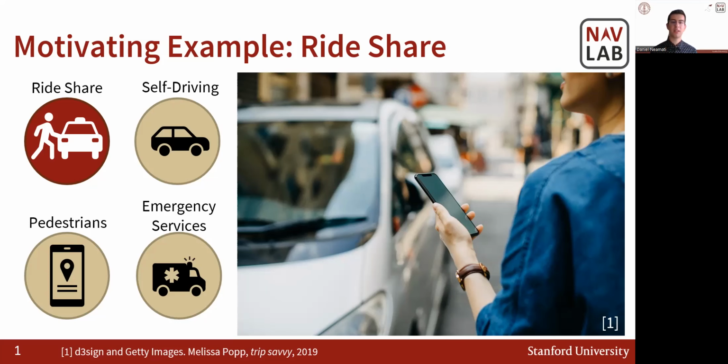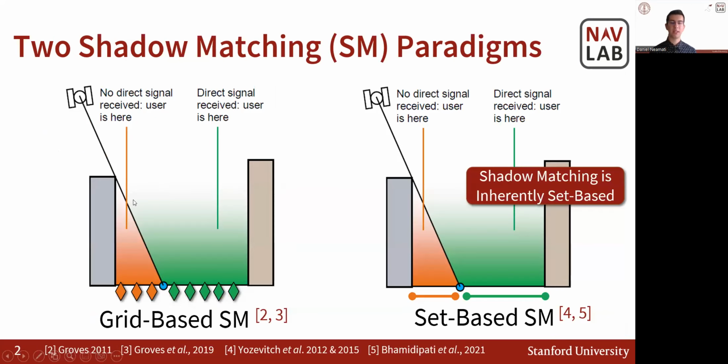So if we're really focused on the street and the side of the street, then shadow matching is a well-developed technique to provide exactly that information. Shadow matching has two paradigms, grid-based and set-based. Grid-based shadow matching has been the dominant representation of shadow matching in the literature for the past decade.